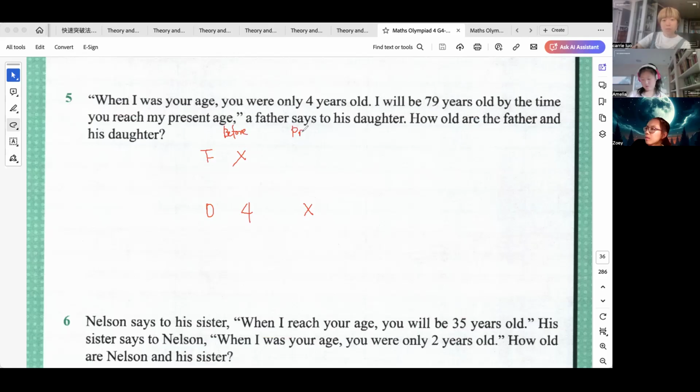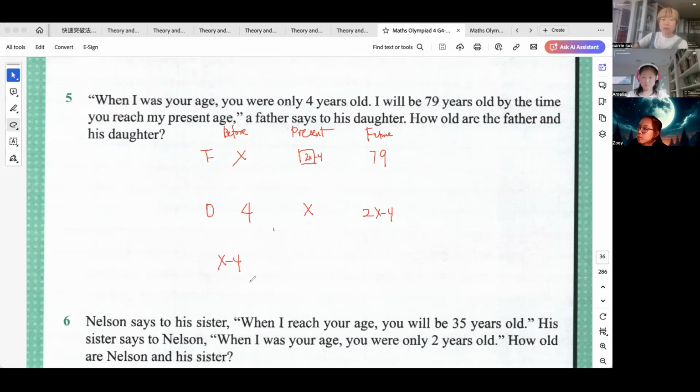So what is present? The difference between father and daughter is always the same. Before is X minus 4, right now is also X minus 4. So this age minus X should be X minus 4. So this is 2X minus 4. Correct? 2X minus 4 minus X equals X minus 4. So it's future. I will be 79 when I reach my present age.